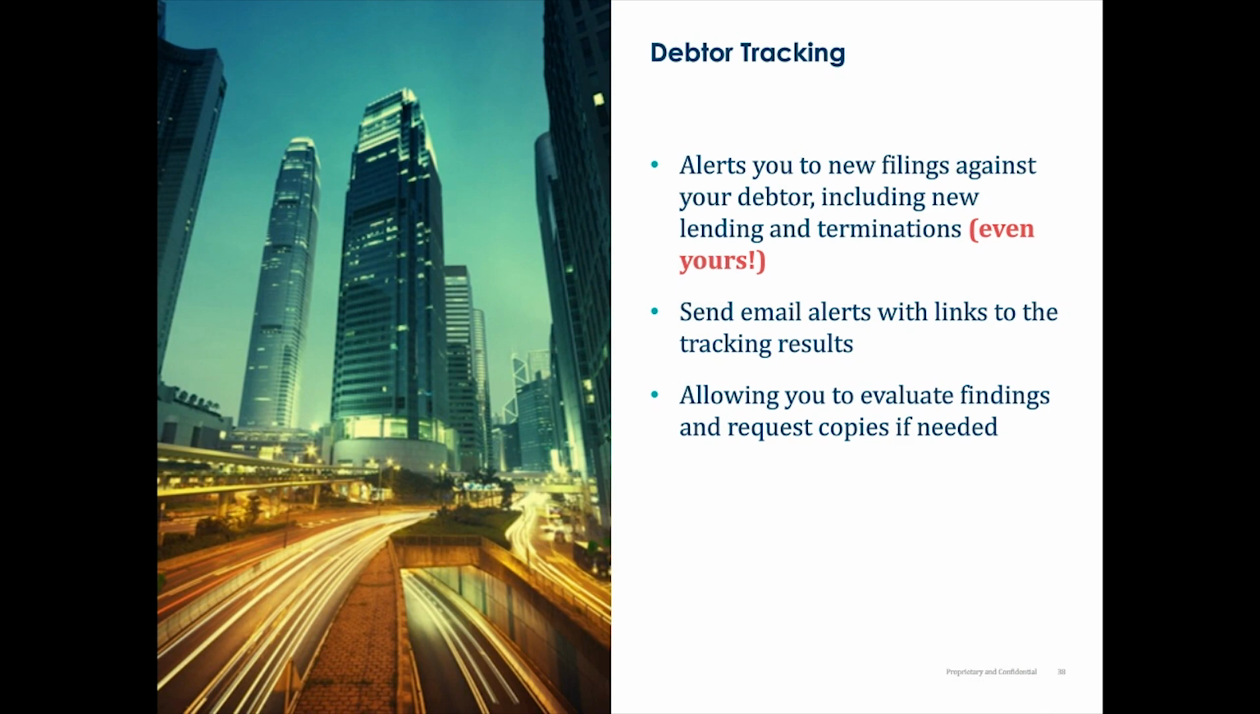So debtor tracking, in a nutshell, is: let's say you're a secured party and you file a UCC against the debtor, and then a couple months later that debtor also has a loan from another secured party. Another secured party will file another new UCC against that debtor. Then you'll be notified about that. You might want to know because maybe that debtor is taking on more debt, things like that. So that's something to be aware of.